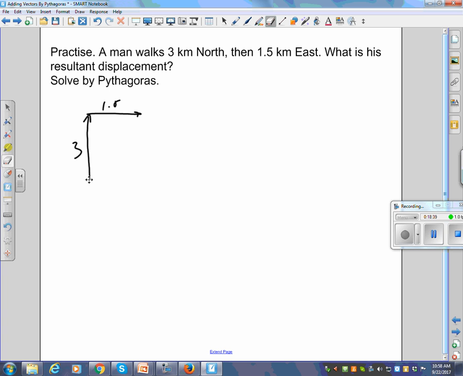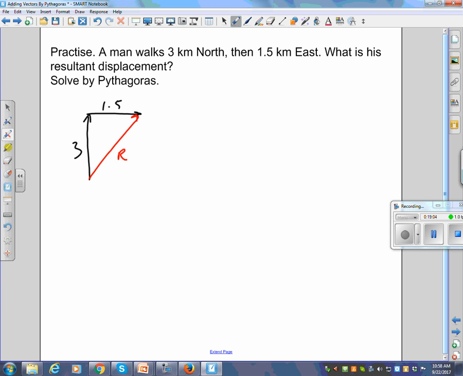Okay? Does it need to be to scale? No. I know that north and east are perpendicular. I know I'm going to use Pythagoras, so I don't need to worry about scale. If you want to, go right ahead, but it's more than you need to do. Okay? There's my resultant there. I like to draw it in a different color. Some people like to draw a dashed line for the result, just to separate it.